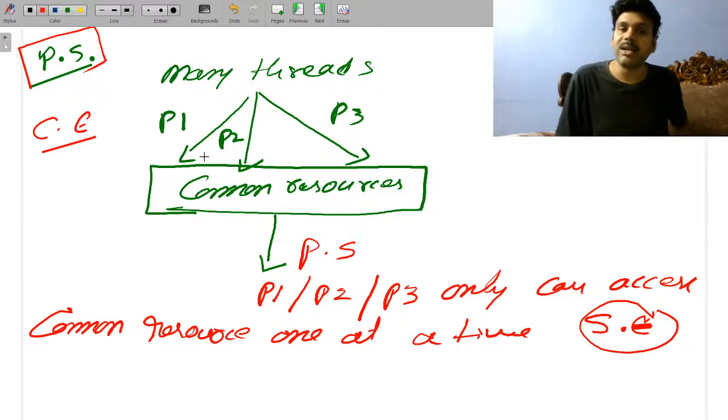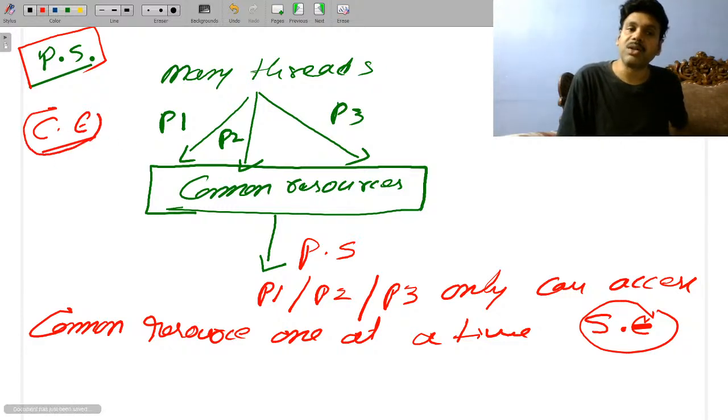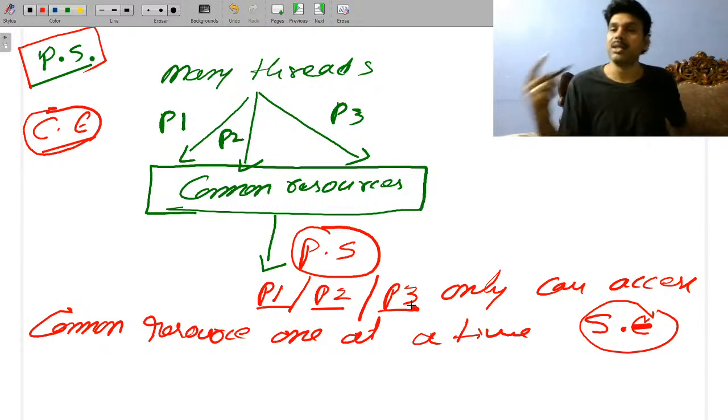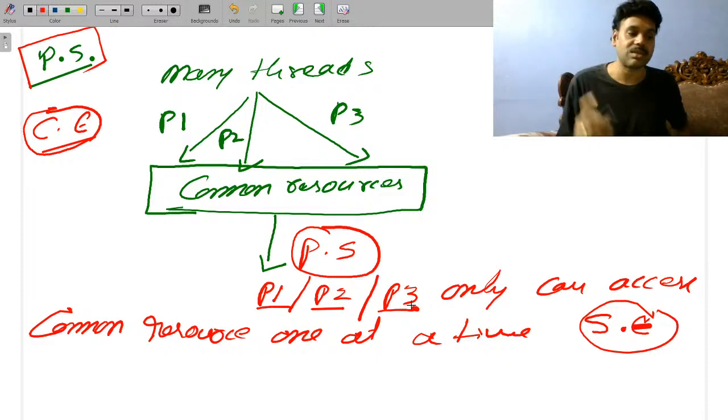Indirectly you are trying to come in a concurrent way, but process synchronization does not allow you to access in a concurrent way. It tries to put it in serial format. Whenever one is entered, the others must wait in order to access your shared resource.